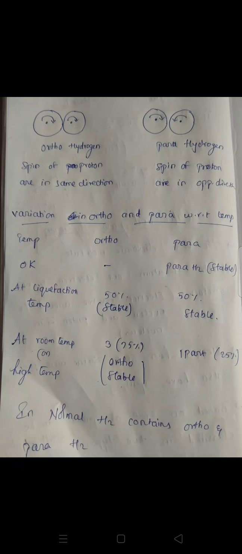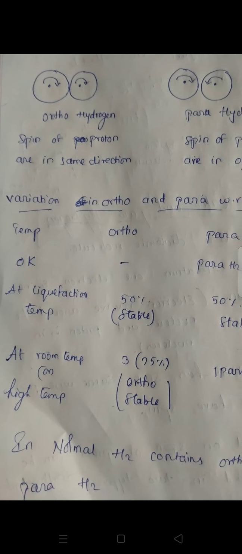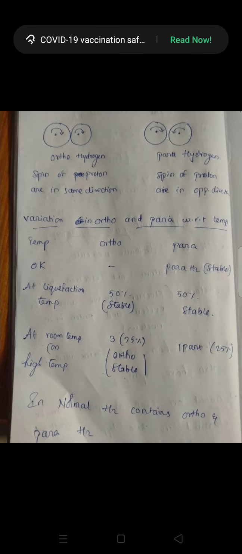So I am showing the variation between ortho and para with respect to temperature. At 0 Kelvin, the para is completely stable. At liquefaction, ortho is 50% stable and para is 50% stable. At room temperature, ortho is 75% stable. Basically, normal hydrogen consists of both ortho and para hydrogens.